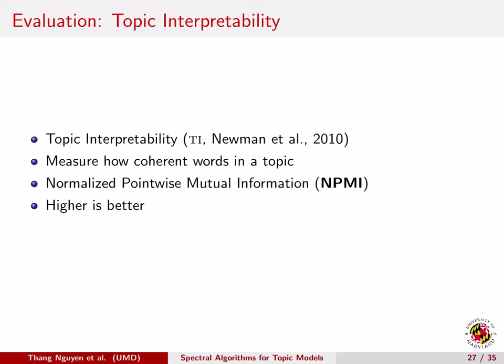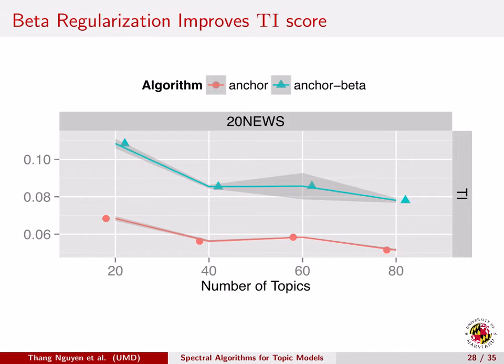And we evaluated this using topic interpretability, which is a method that correlates well with human evaluations of how good a topic looks. And so higher is better. So if the topic interpretability score is high, that means that a likely outcome is that a human will look at that and say, yes, that makes sense as a topic. So this almost always helps topic interpretability, adding the beta regularization.